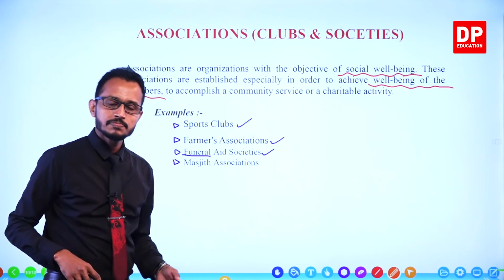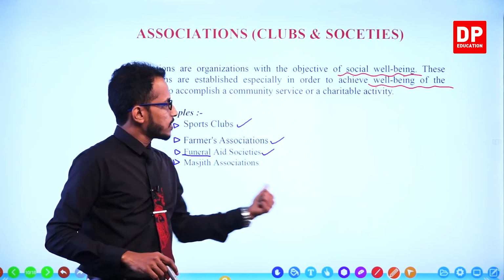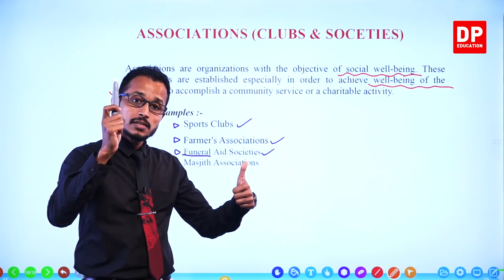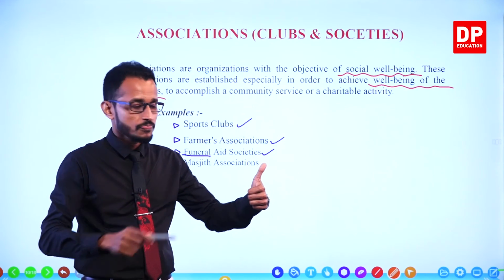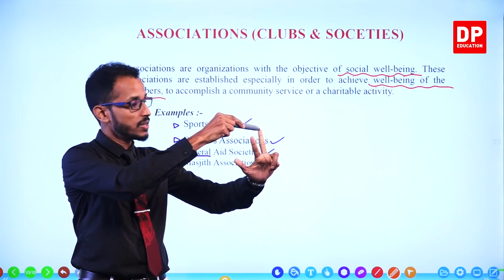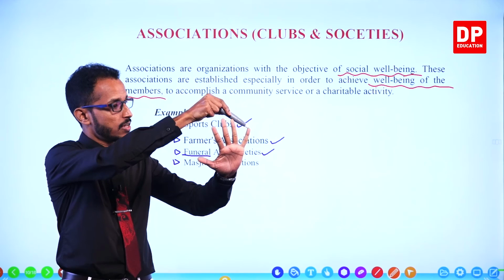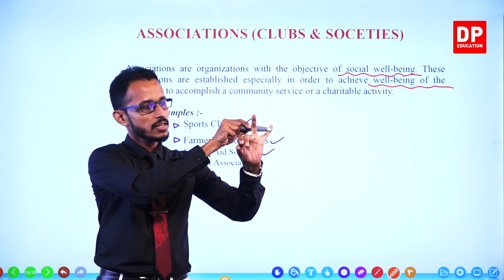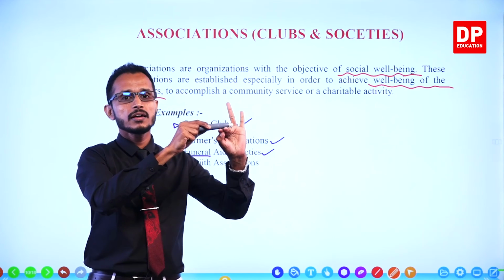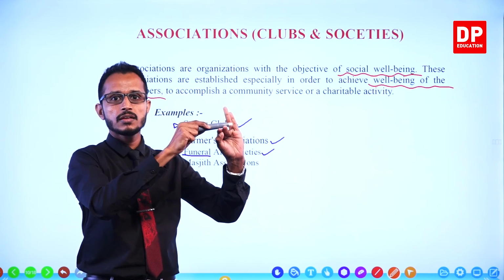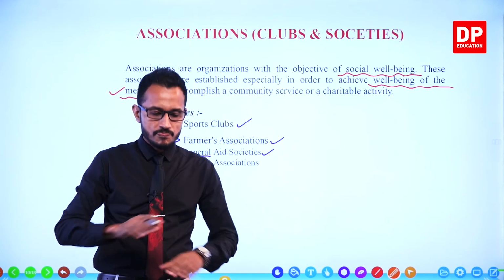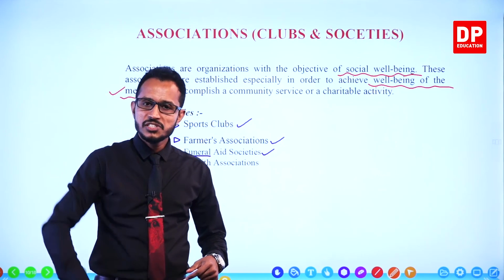So, associations, children. The very last type of business organization in the private sector, starting with sole proprietorships, partnerships, limited companies, cooperative societies, and associations. These three are profit-oriented, but these two are not for profit. With that, we wind up today's session.